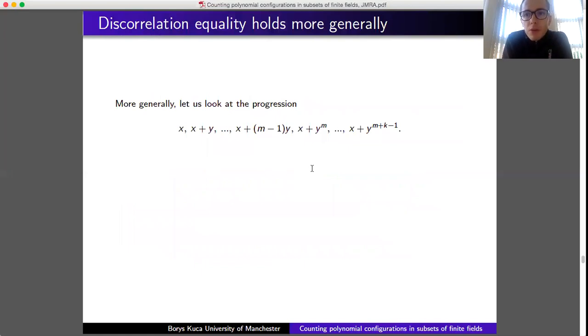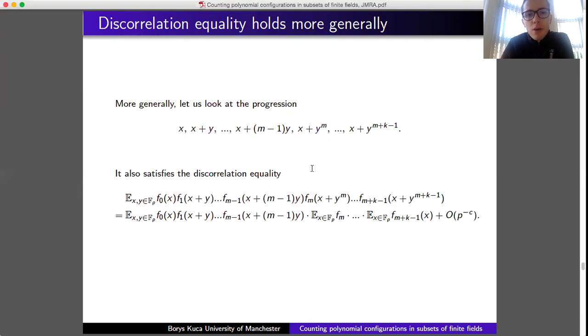The discorrelation equality, however, holds for a more general family of progressions. So for instance, it will hold for all progressions of this form. This is a union of an m-term arithmetic progression and these nonlinear terms, x plus y to the m, x plus y to m plus 1, etc. It's important here that the smallest power is m. If we replaced y to the m by y to the m minus 1, this would not hold, because we would have a non-trivial algebraic relation connecting this term with the terms of the arithmetic progression before. So for a progression like this, we obtain again a discorrelation equality of this form.